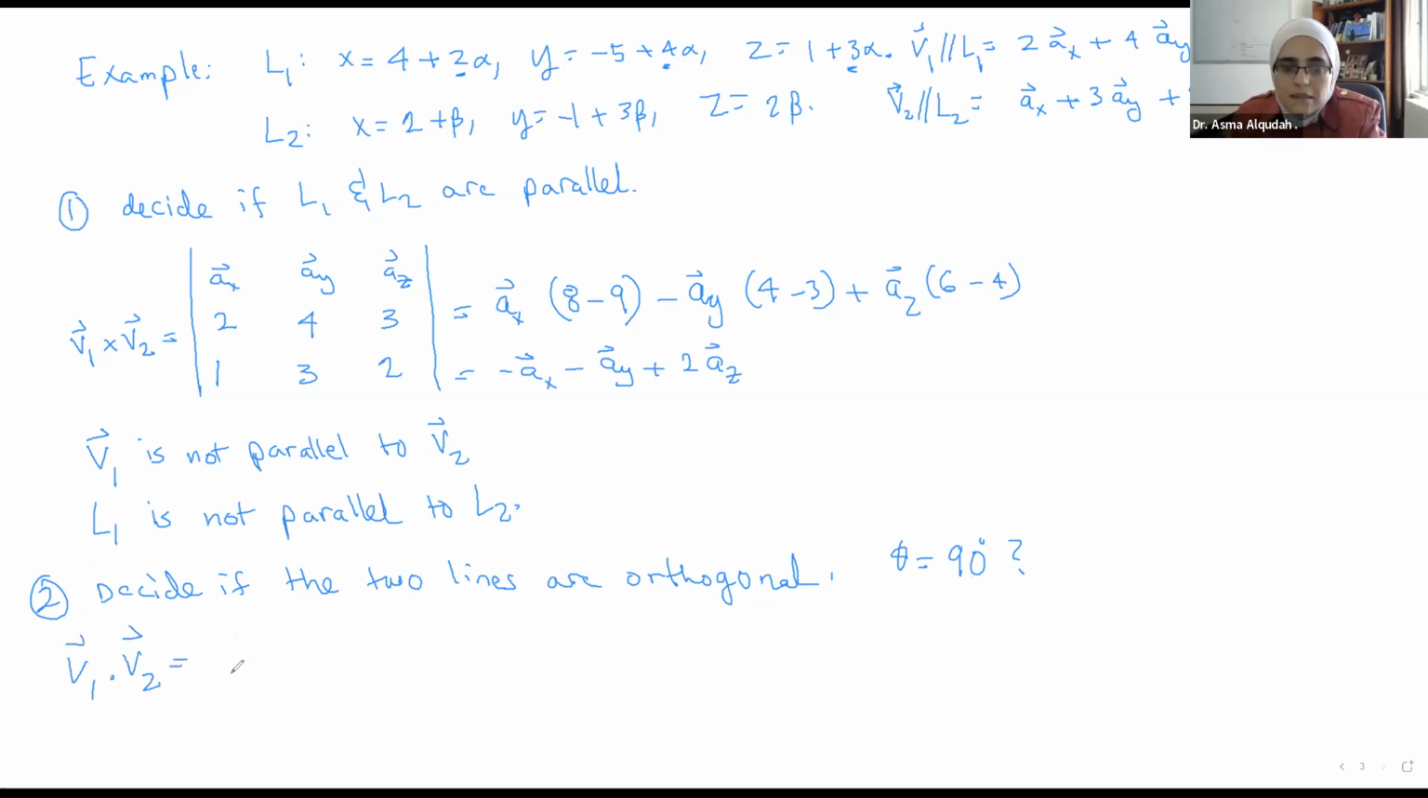This is equal to what? 2 times 1 plus 4 times 3 plus 3 times 2. And this should be equal to what? 2 plus 12 plus 6, which is equal to 20. This is not equal to 0. And then we say that theta is not equal to 90 degrees, and we say L1 and L2 are non-orthogonal.